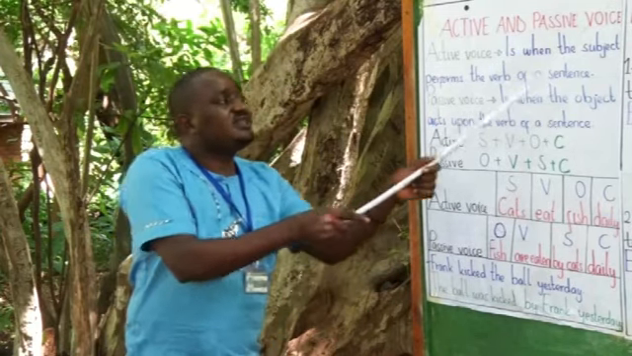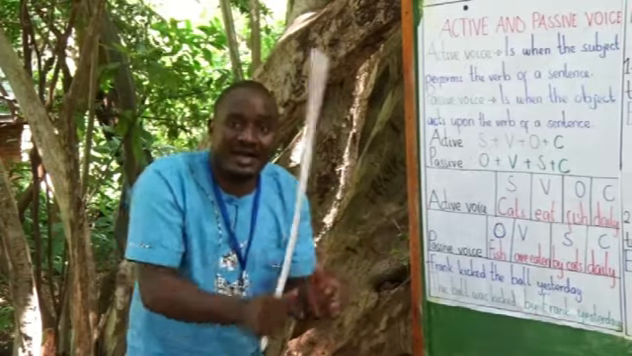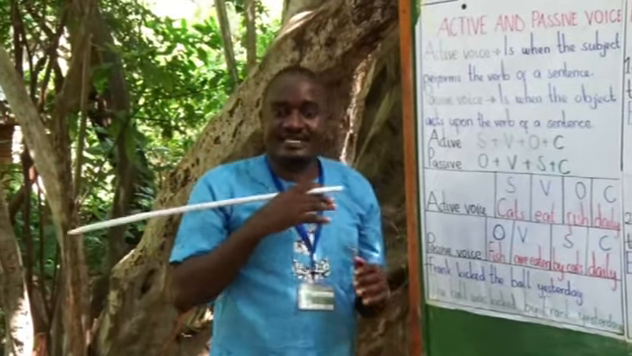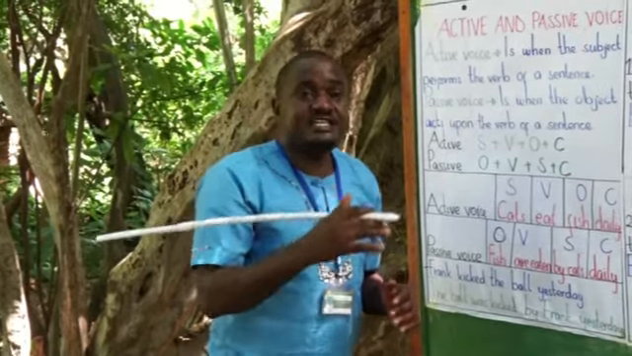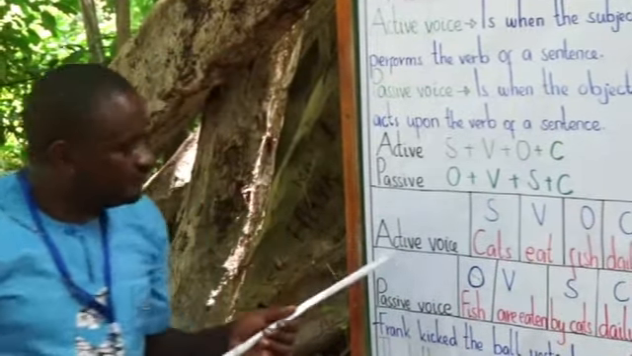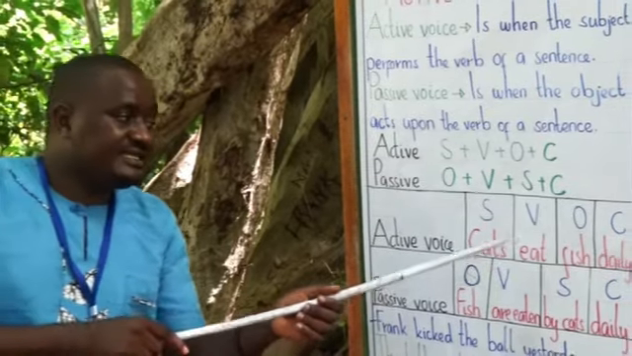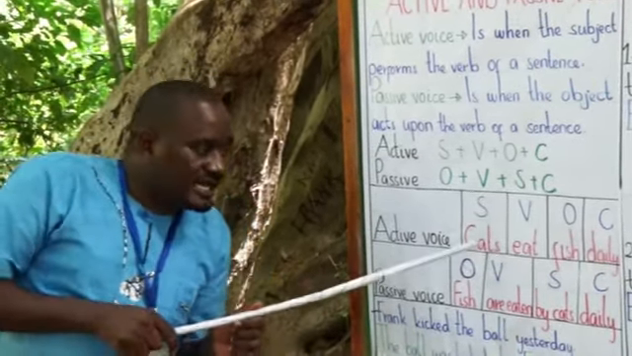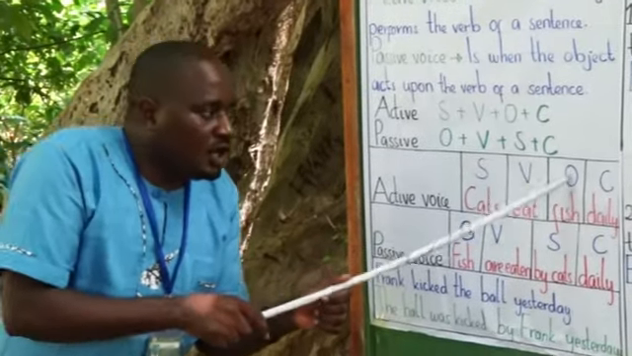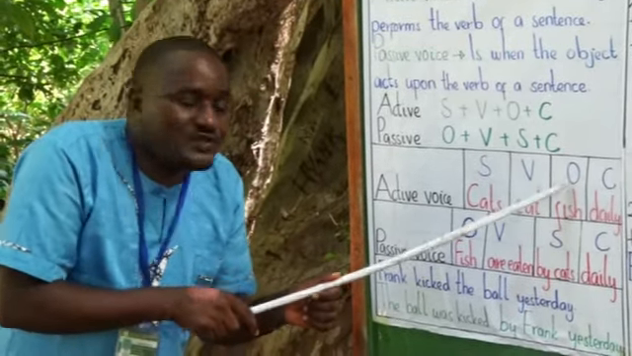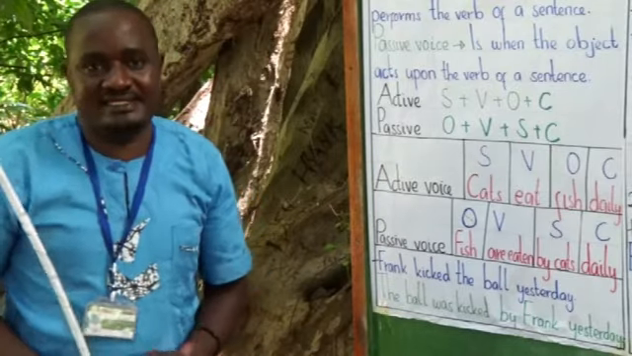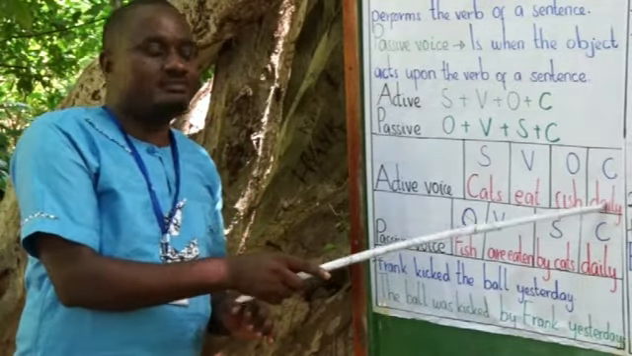Active voice is when the subject performs the verb of a sentence; the doer in the sentence is called the subject. For example, Justin is teaching pupils. Justin is the subject, teaching is the verb, and pupils is the object. Let's check a sentence here: Cats eat fish daily. Cats is the subject, eat is a verb, fish is the object, because you can answer the question: what do they eat? They eat fish. Daily is our complement, which we call an adverbial.